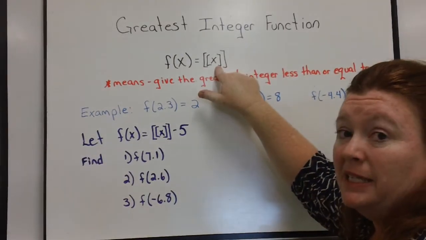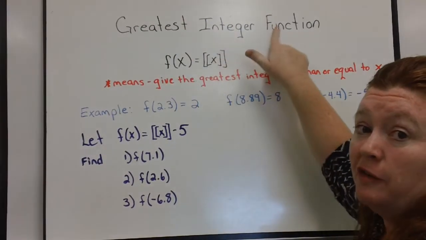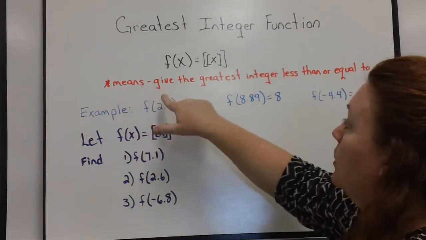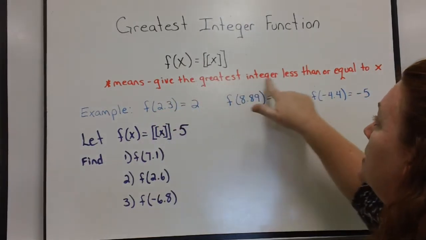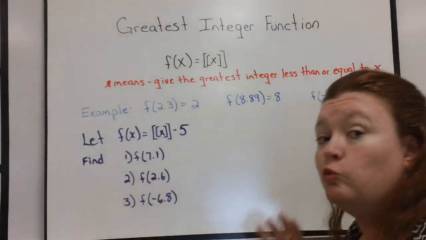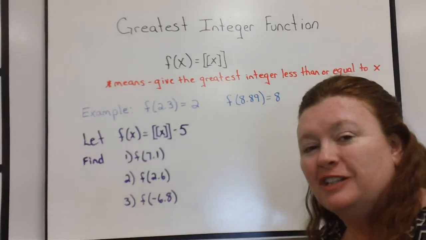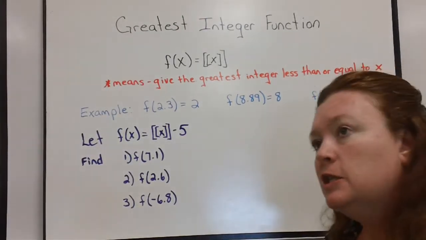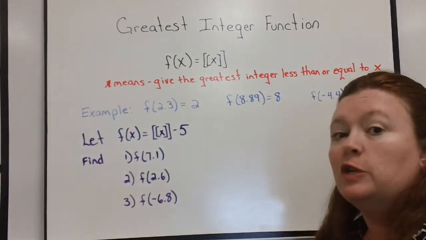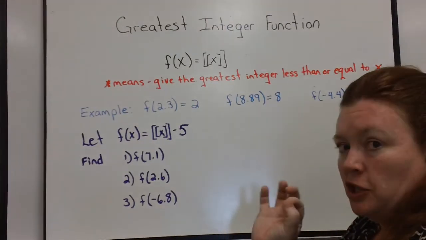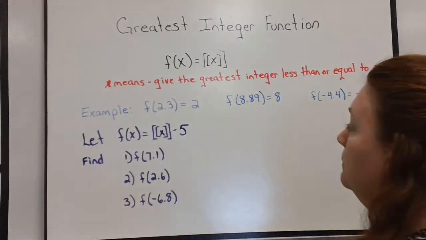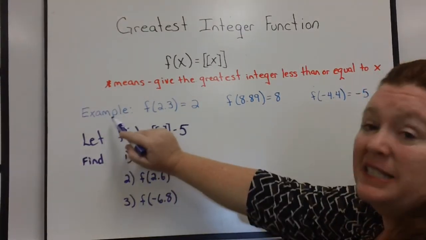Now the double bracket means you're looking at a greatest integer function. What does that mean? It means, and I know it's hard to read, so I'll read it: give the greatest integer less than or equal to x. That's it. Tell me the greatest integer. What's an integer? An integer has no decimals or fractions. 1, 2, 3, 7, 12, 0, -2, -3, -58. Those are integers. So I want the greatest integer that is still less than the value that was given, or equal to.